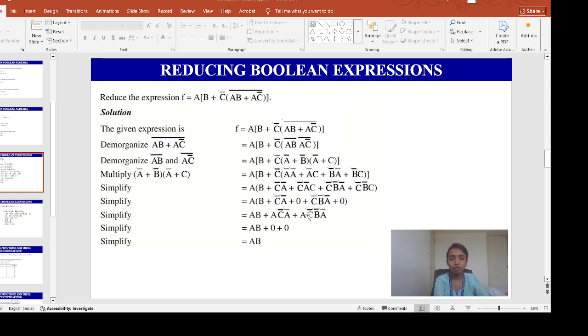So these are my remaining terms. A dot A bar is again 0. A dot A bar is again 0. So these two terms are 0. So simplifying expression is AB.